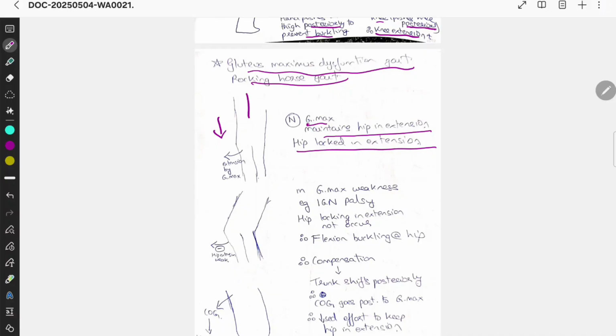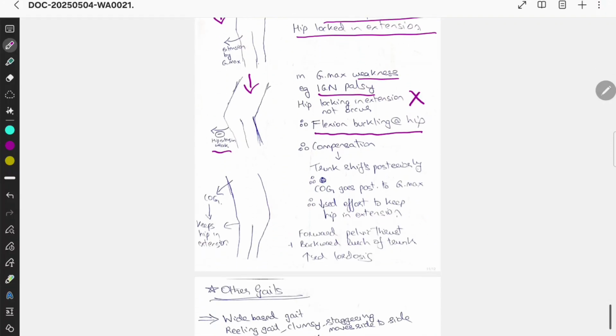Okay. Now in Gmax weakness like inferior gluteal nerve palsy, hip locking in extension does not occur. So what happens is, due to the center of gravity, this is the lateral position, hip extension is weak, so flexion buckling at the hip happens. So how do you compensate? We compensate similarly to what I explained to you in the quadriceps gait.